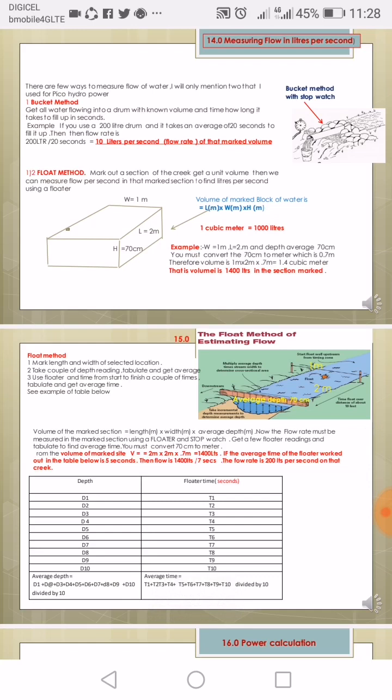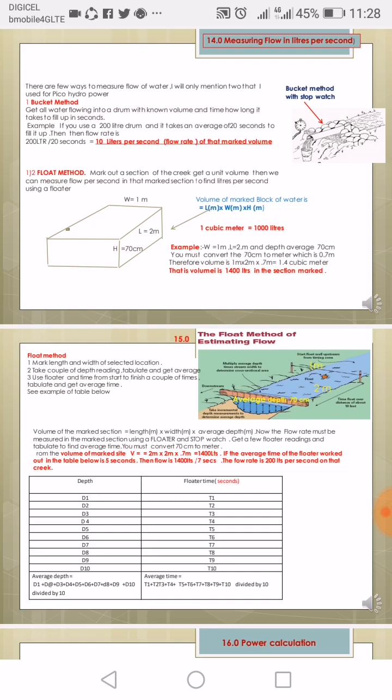Measuring flow in liters per second. There are a few ways of measuring the flow of water in liters per second. I mention two methods because sometimes you may deal with a pico hydro. Even for pico hydro you can use the bucket method, or you can use the float method. For a larger micro hydro, you can only use the float method.